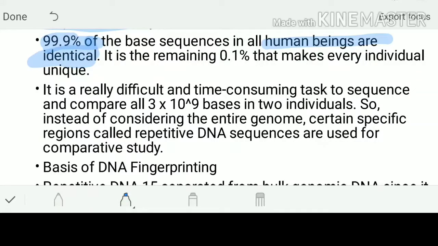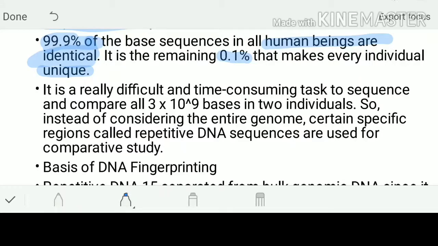99.9% of the base sequence in all humans is the same. Now you will be asking, how come humans show a lot of diversity? You cannot say that a Japanese individual and an African individual have any similarity, but don't forget that they both have one single scientific name, Homo sapiens sapiens. So at the end of the day they are exactly the same. 99.9% of the base sequences are the same, and only 0.1% makes every individual special or unique.